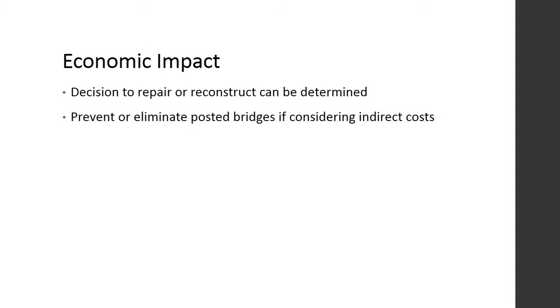To briefly summarize the economic impact of timber bridge repairs, two important points should be reiterated. The first is that if only direct costs of reconstruction or repair are being considered, there is a point in time when the decision to repair or to reconstruct makes most economical sense, and this point in time can be closely defined when knowing the costs associated with each. Secondly, when indirect costs are considered, it almost always makes most economical sense to prevent or eliminate posted bridges, whether it be through repair or reconstruction.